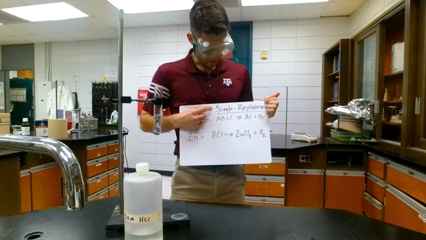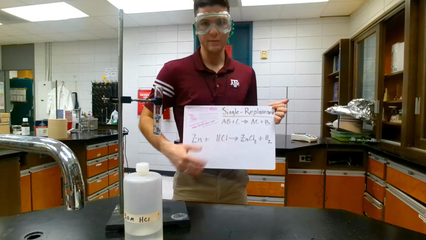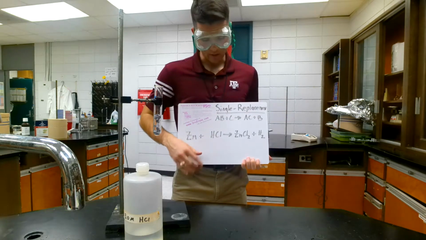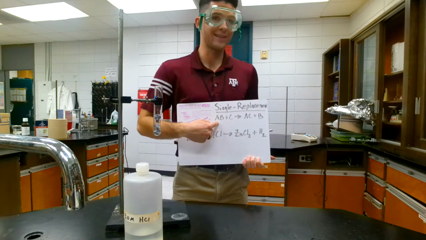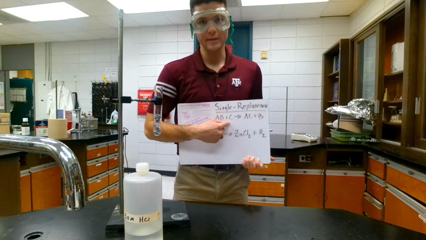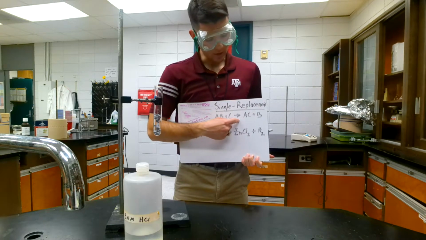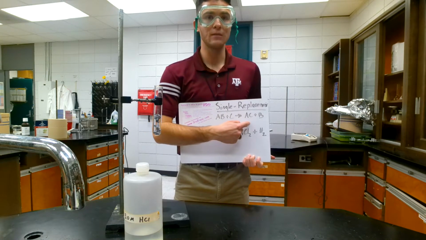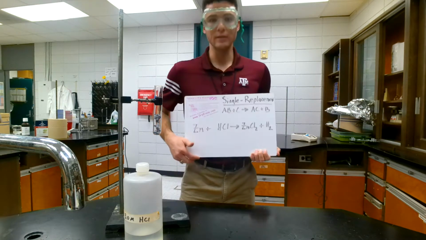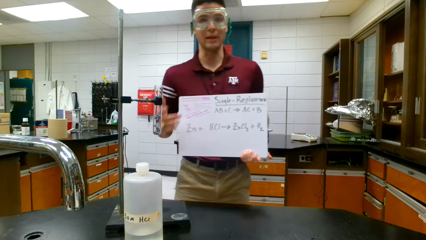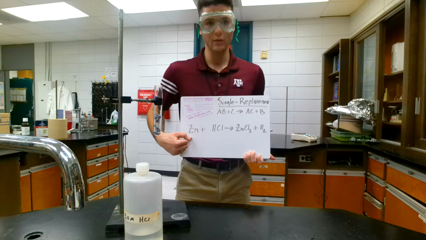So our next type of reaction is going to be the single replacement reaction. This is a reaction where you have one compound, we generalize it as AB, plus C is another compound, and that's going to yield AC plus B. Okay? Now this may be a little bit confusing if it's general like that, so what we're going to do is we're going to use a practical example.